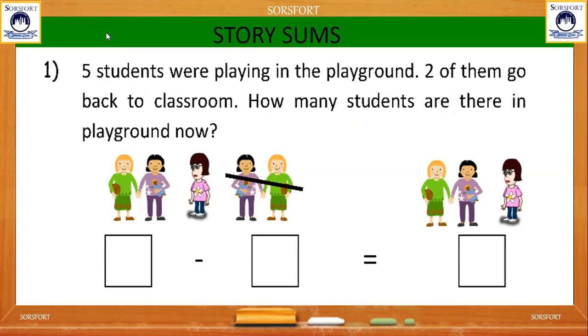5 students are playing in the playground. 2 students are going back to class. Still, how many students are there in the playground? Total 5 students are there. Here minus is the subtraction sign. We have to subtract. In 5 students, 2 are going back to class. Remaining how many are there? 3 students are playing in the playground.